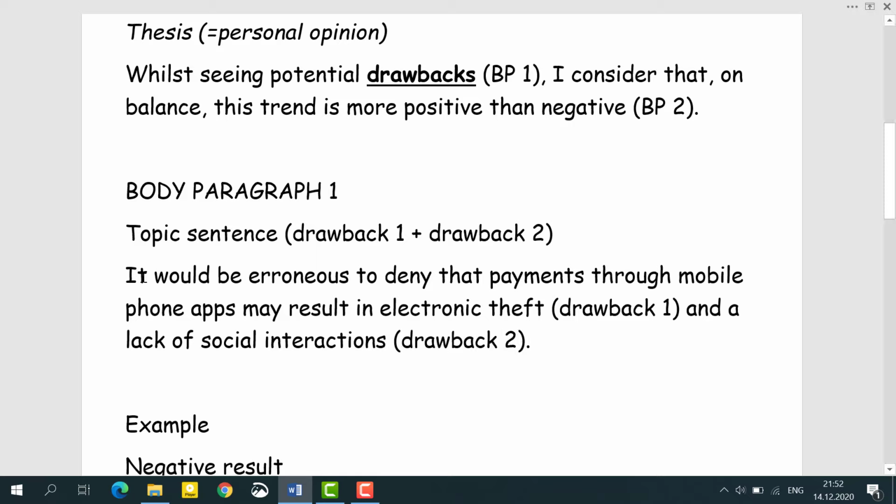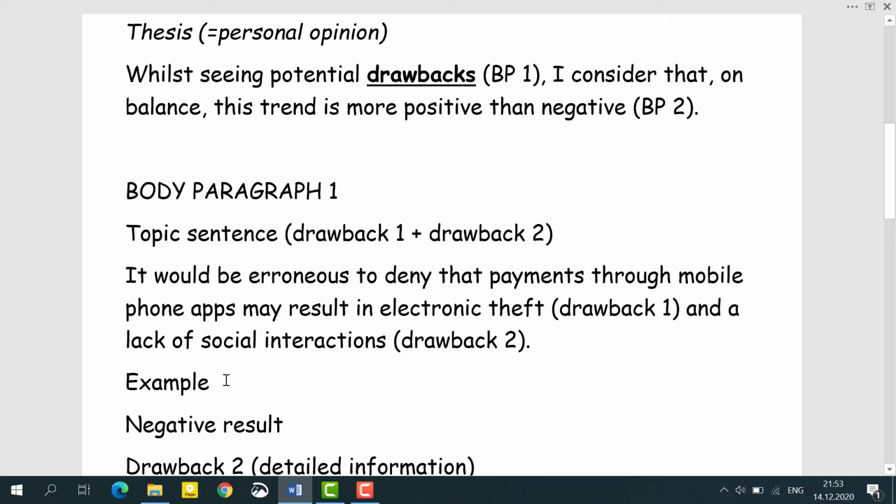That's it. So it would be erroneous. Erroneous in this case means mistaken. It would be wrong to deny that. It's a very good phrase to say that you are going to say that something is true. So payments through mobile phone apps may result in the first problem and the second problem, electronic theft and then a lack of social interactions.